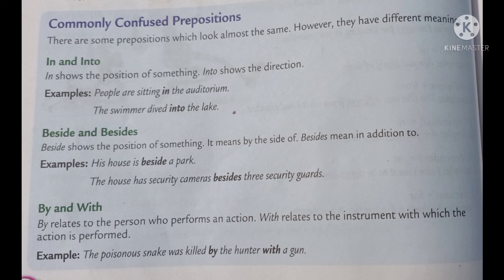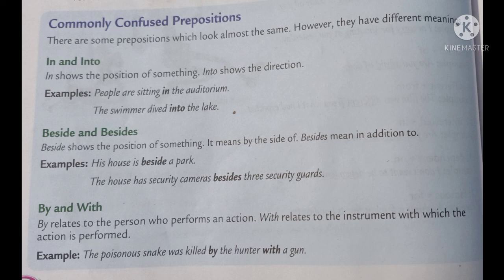The house has security cameras besides 3 security guards. So already the house has security guards. In addition to that, there are also security cameras. So besides means in addition to, adding on to. What is the meaning of the word beside? Beside again is showing a position and it also means by the side of. To show the position of a side, we use the word beside. His house is beside a park means by the side of a park.